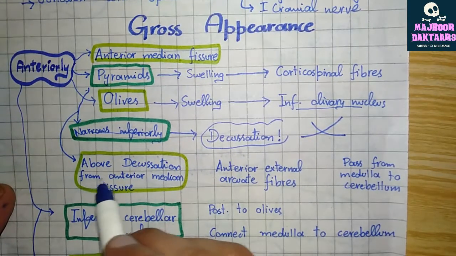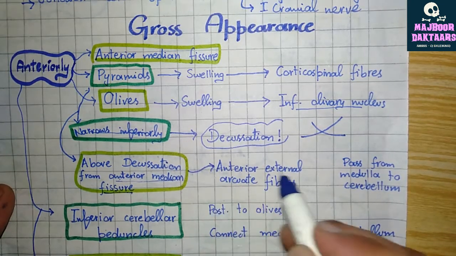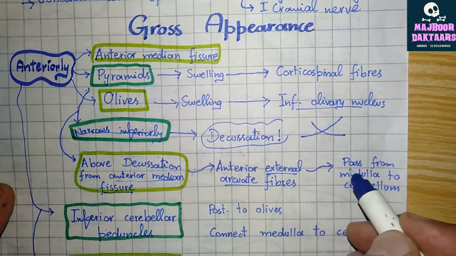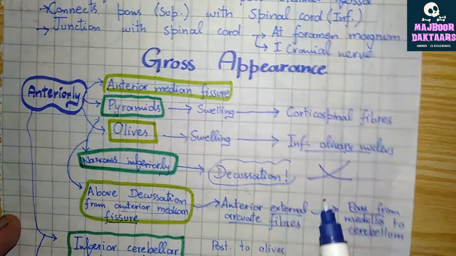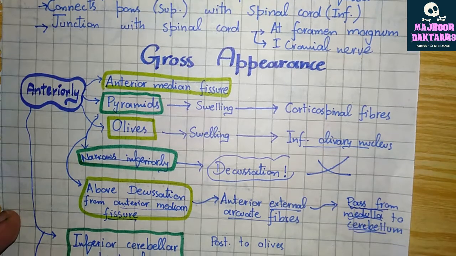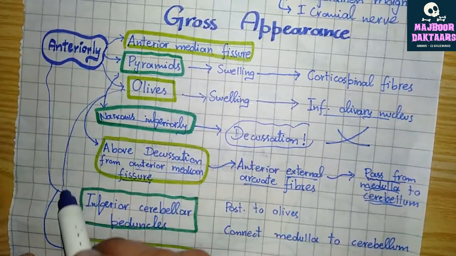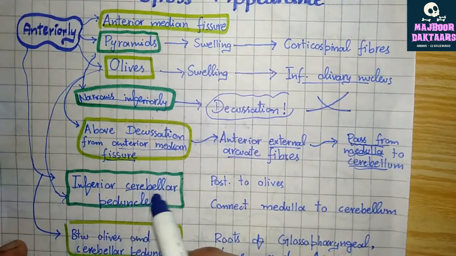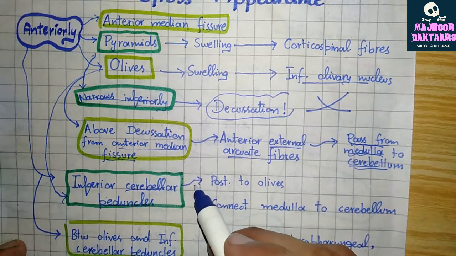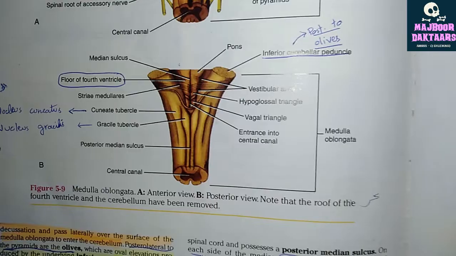Now, above the decussation, from the anterior median fissure arise the anterior external arcuate fibers, which pass from the medulla to the cerebellum. They have the role of passing sensory information to the cerebellum for coordination. Now, posterior to the olives are the inferior cerebellar peduncles, and their role is to connect the medulla to the cerebellum.